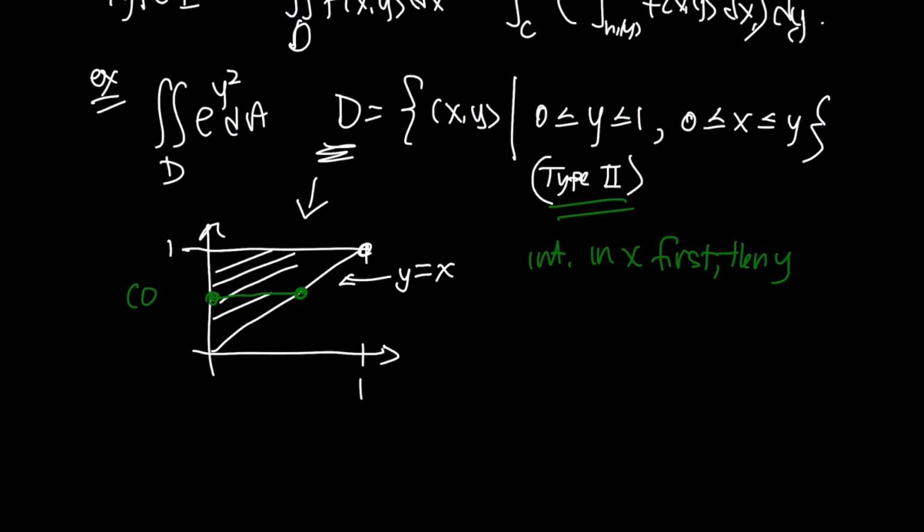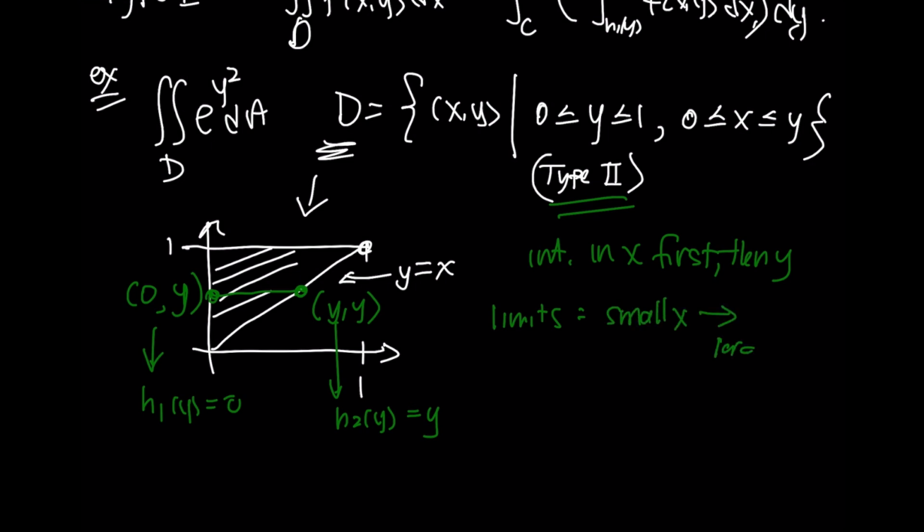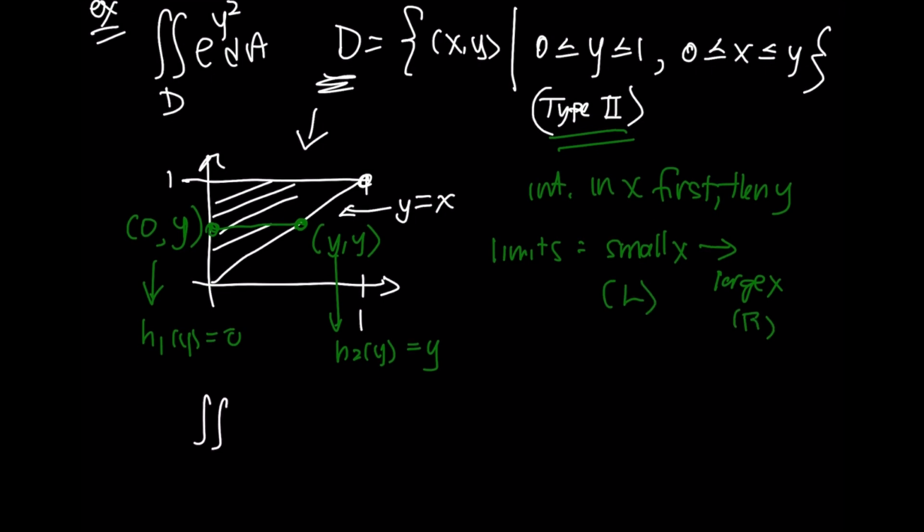It's going to be helpful for us to think of how to set up these integration boundaries. This point lives at an x value of 0, and it has a y value there, and this point lives here with this y coordinate there. In this particular case, the h1 function would be 0, the h2 of y would be y. When it comes to the integration limits, small x values go into large x values. Well, small x values live on the left, large x values live on the right. So this double integral over the region D becomes an integral where first we go from 0 to x, e to the y squared dx dy.